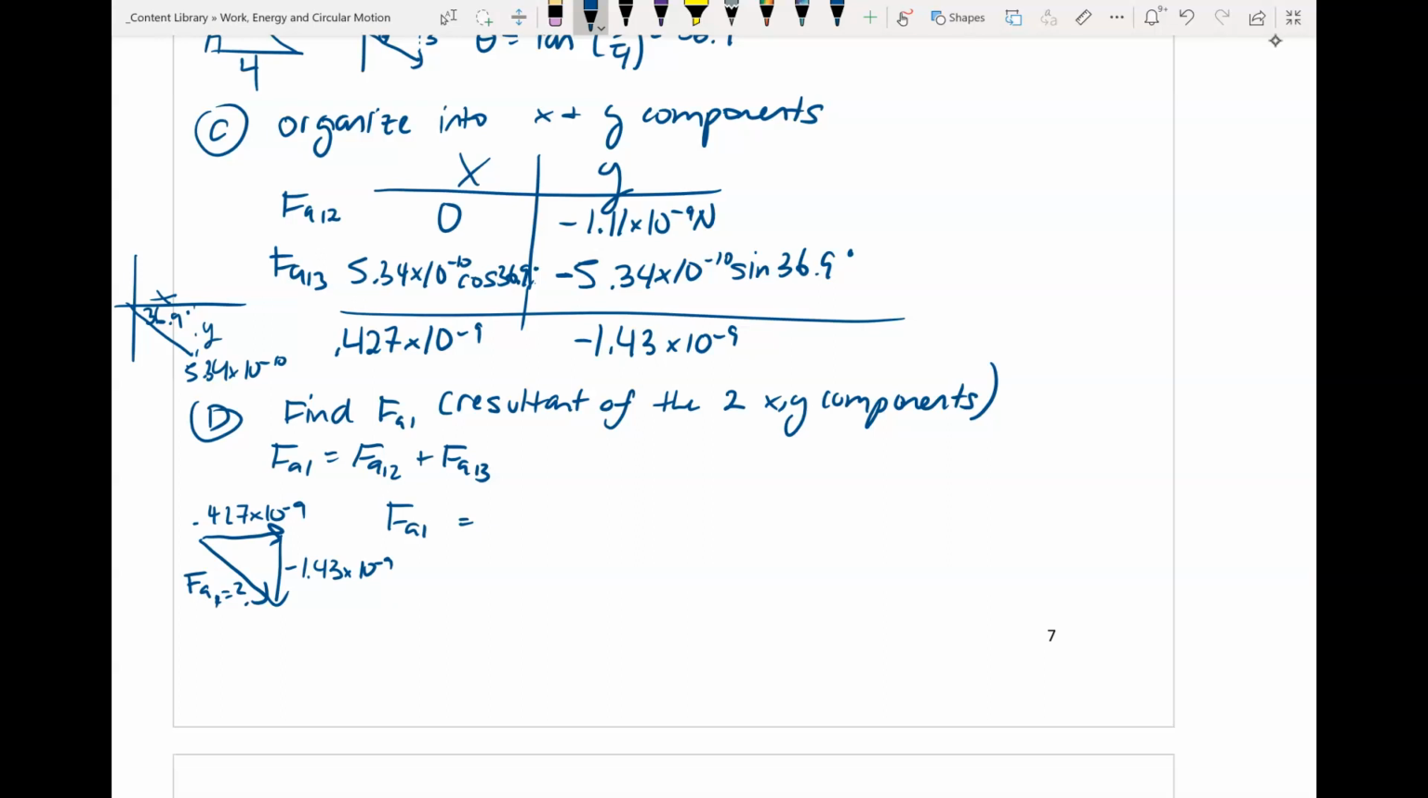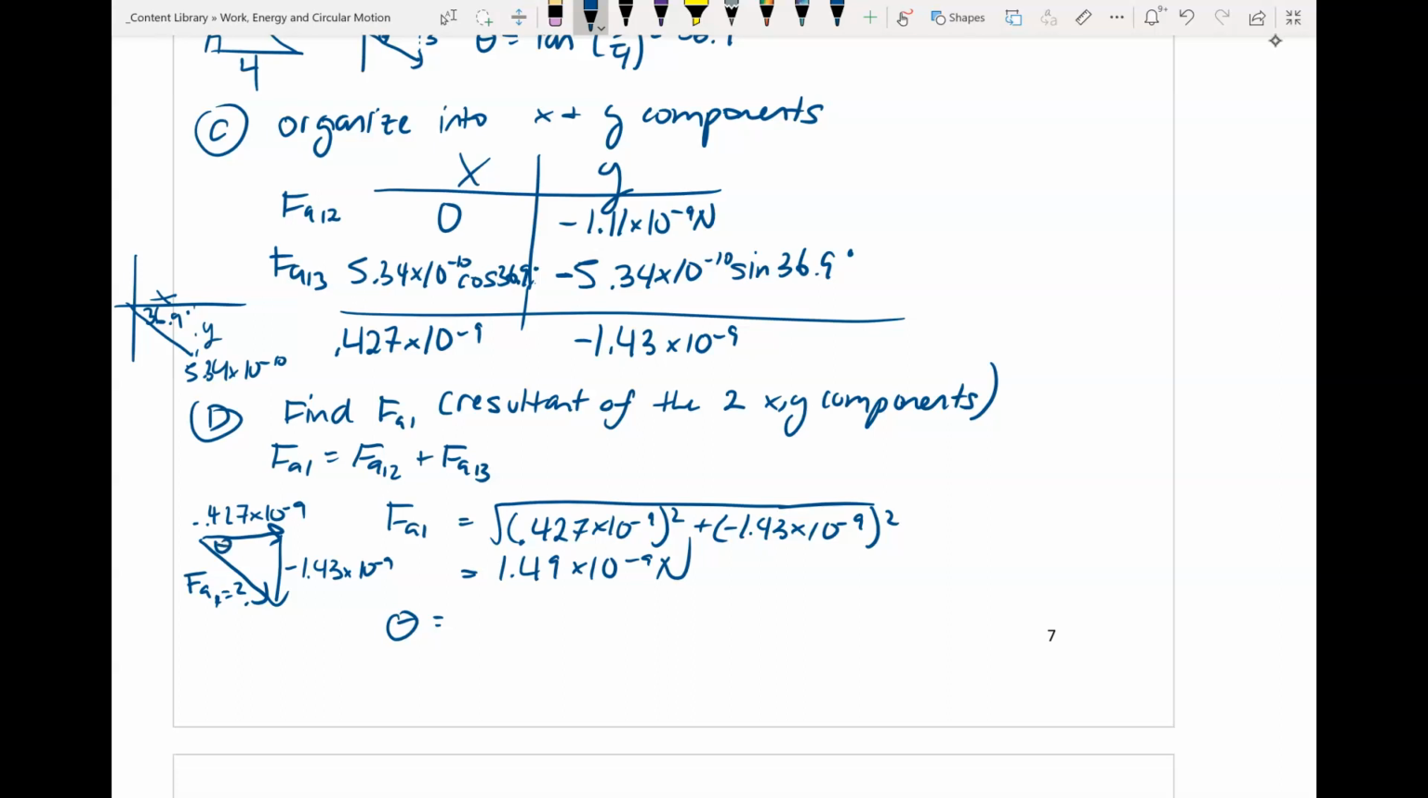So I'm going to use Pythagoras. You have 0.427 times 10 to the power of negative 9 squared plus negative 1.43 times 10 to the power of negative 9 all squared, which is 1.49 times 10 to the power of negative 9 newtons. That's our magnitude. Now we need to find the direction, which is this angle in here.